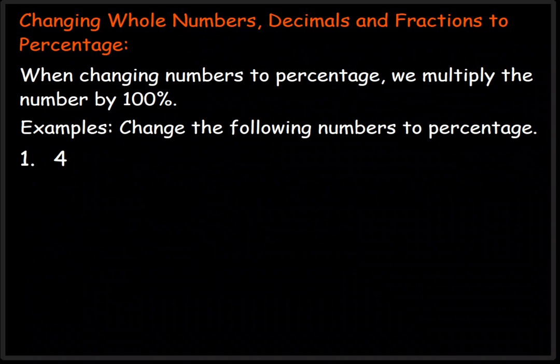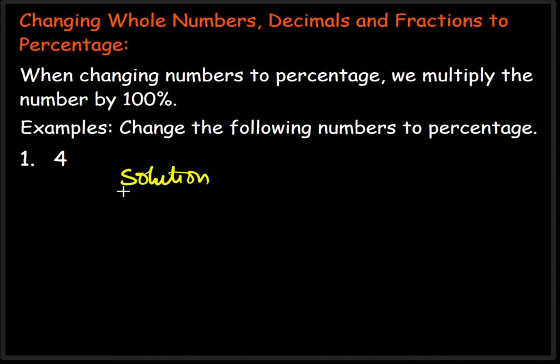Okay, so changing numbers, decimals and fractions to percentage. When changing numbers to percentage, when we say number, the number can be a decimal, can be a fraction. So when changing numbers to percentage, we multiply the number by 100%. That's the principle. So let's see some examples. Change the following numbers to percentage.